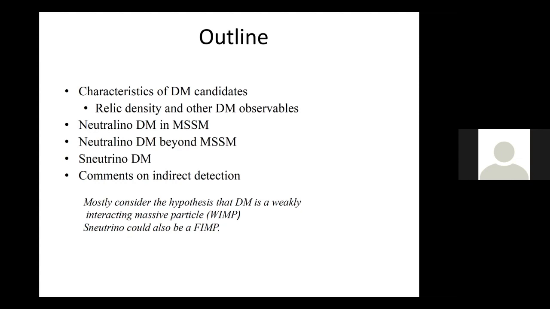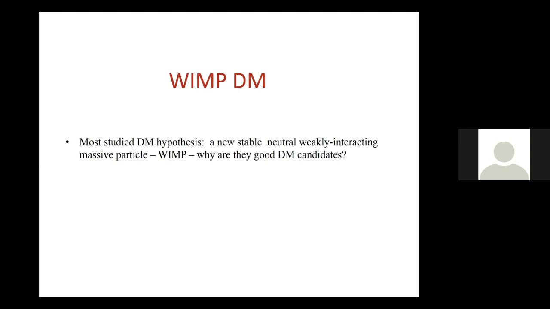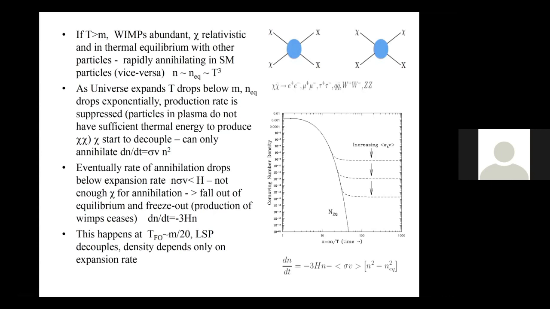Okay, so let's start with the weakly interacting massive particle as dark matter. This is definitely the most studied hypothesis. So why is that? Why are WIMPs good dark matter candidates? Basically, it all comes down to the fact that in these models, we can calculate the relic density, and it turns out to be more or less okay. So what is going on for the relic density of the WIMP?